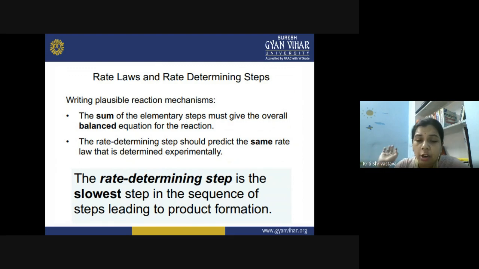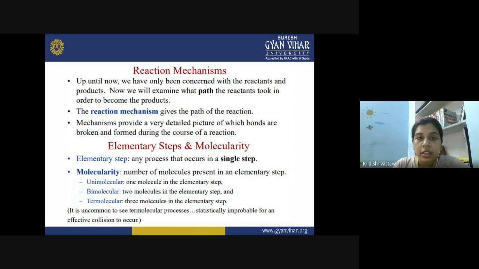So your reaction cannot be slower than that. So when you are considering the reaction mechanism, you will take into account only the rate law, which is associated with the slowest step of the reaction.